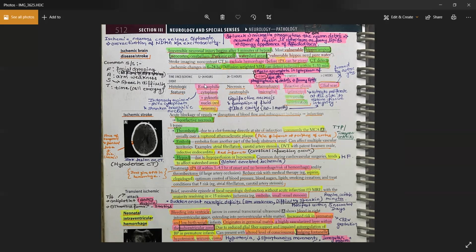Within the first 12 hours, you cannot see anything, and that is the time when the swelling of the cells will be occurring. After 12 hours, you will see only the shrinkage of the neurons. Red neurons you will see. After 1 day, the neutrophils arrive, and necrosis happens.